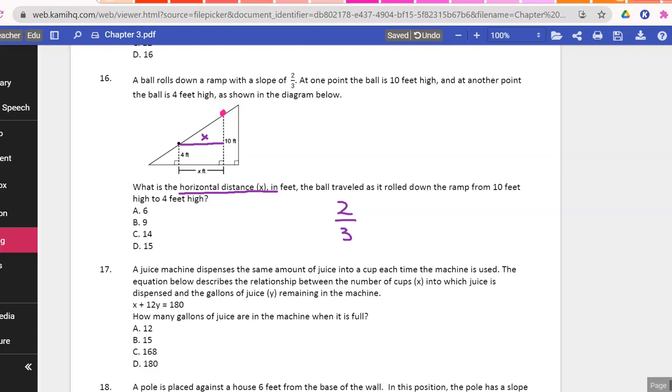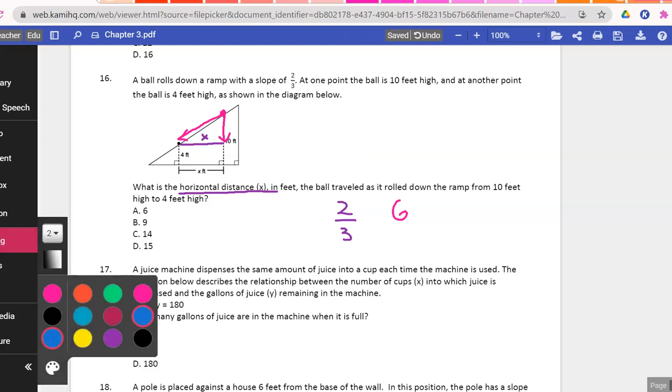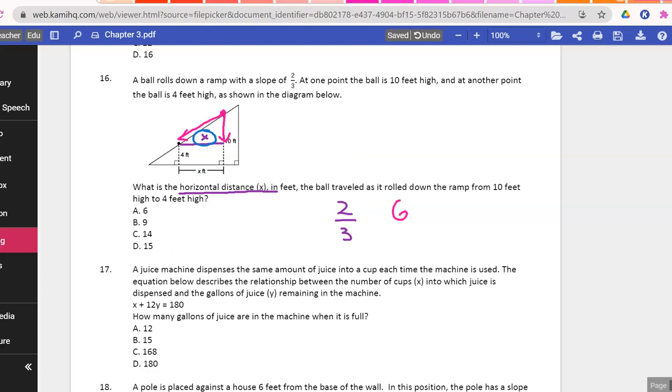Since your ball is rolling from 10 feet down to 4 feet, that means the rise here is going to be 6. Remember with slope, you're talking about rise over run. Your run in this case is x. So you know the slope is 2/3. Based on this diagram, we know the rise and the run are 6 and x. We can take these things and set them equal to each other. Now we have a proportion that we can solve.